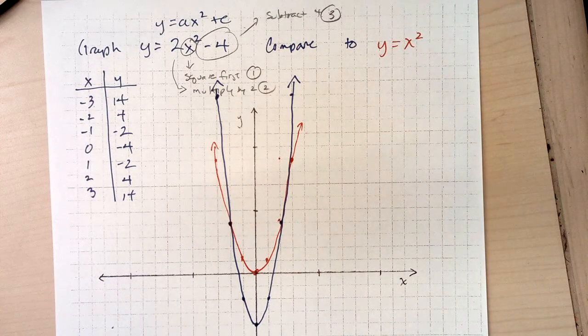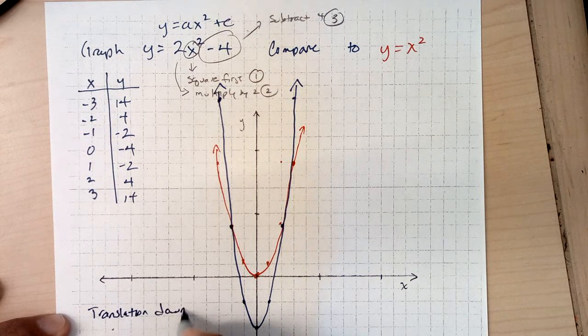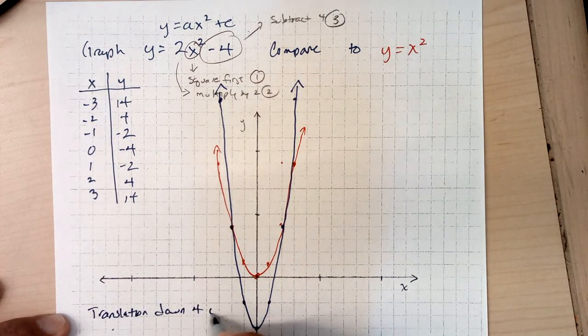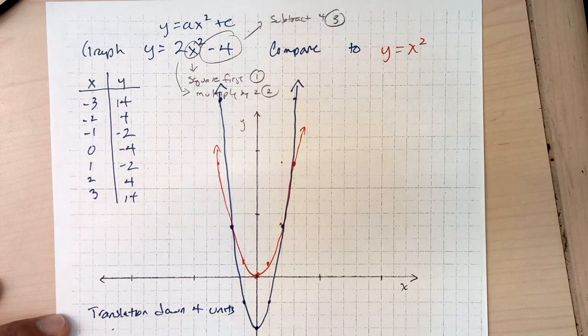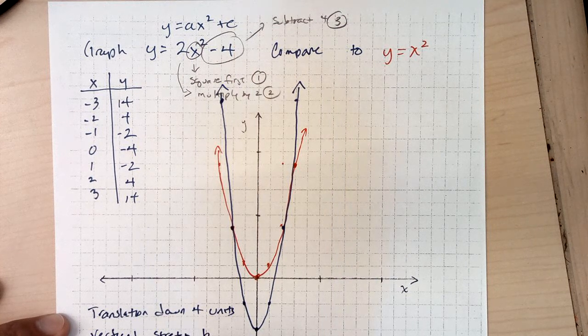So now we're comparing the blue graph and then the red graph. So what happens with the blue graph? First of all, it's translated now, specifically 4 spaces or 4 units. There's actually a vertical stretch because of A by a factor of 2.